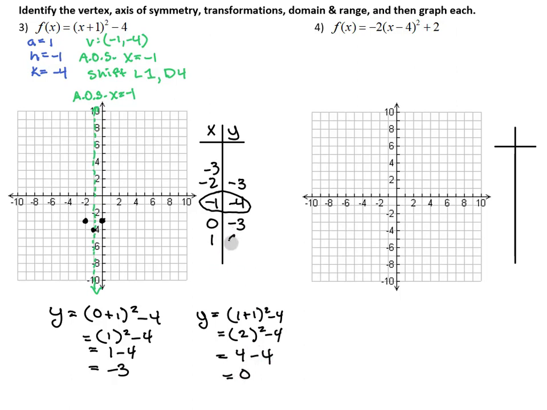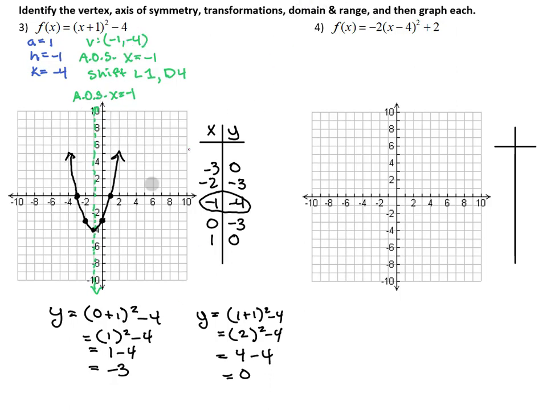So in fact, the point 1, 0. So write 1, 0. And my symmetric point over here, negative 3, 0, is also a point on my graph. And now I can sketch in my parabola that starts to curve upwards. The parabola has a lowest point, in this case down here, of negative 4. We say our minimum value is negative 4 because y is the minimum value.